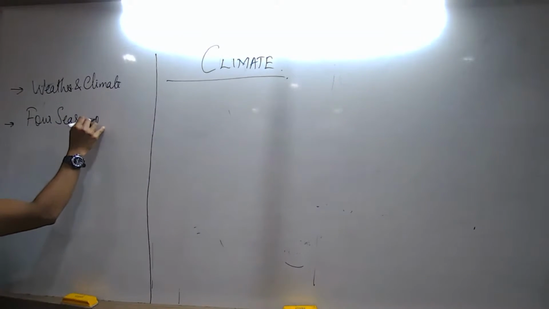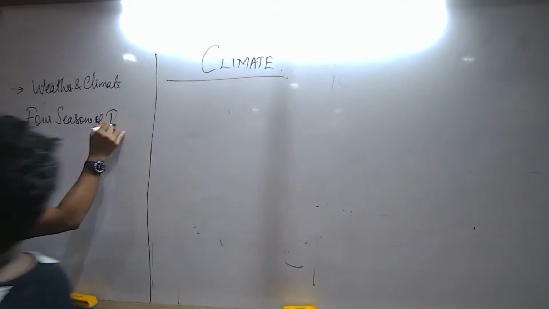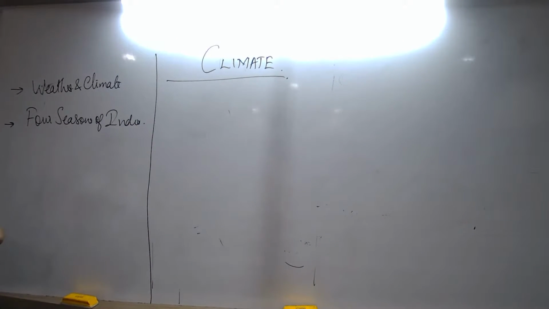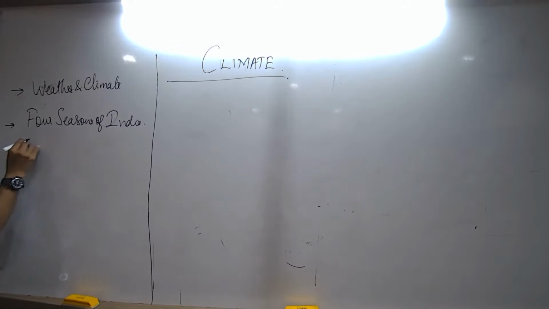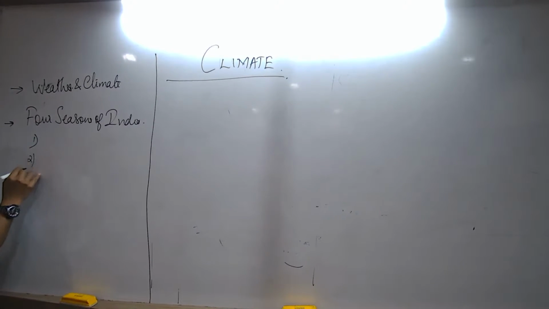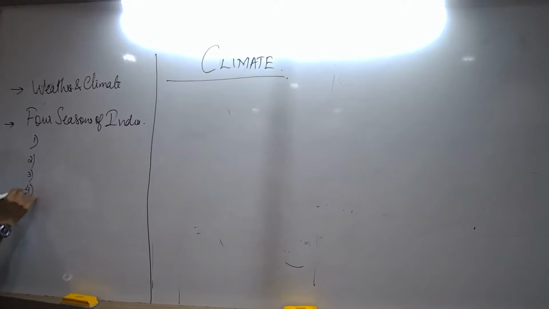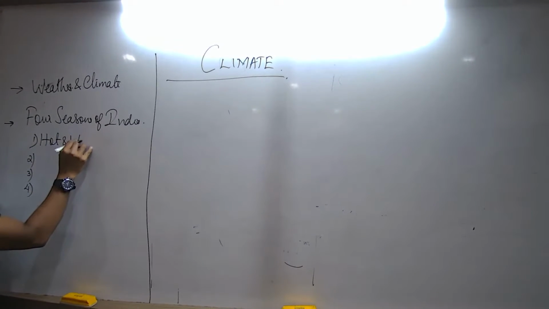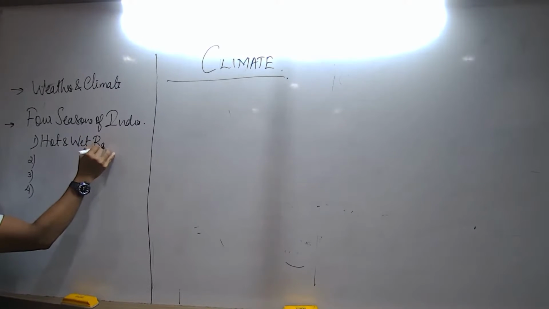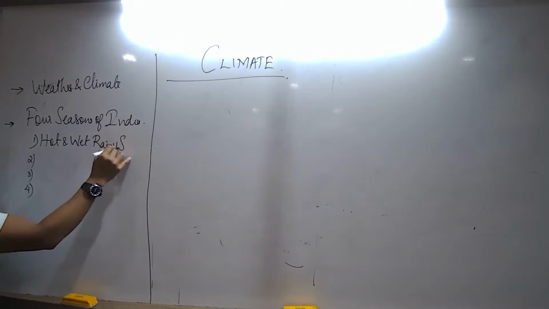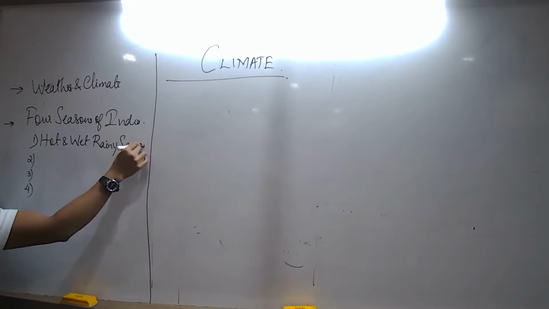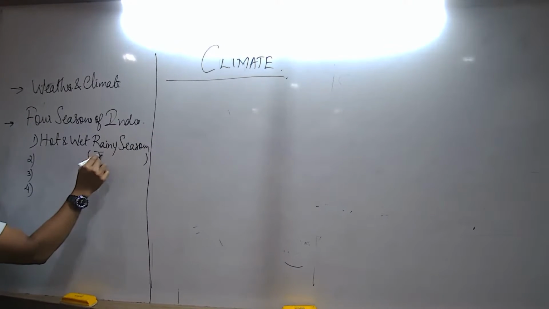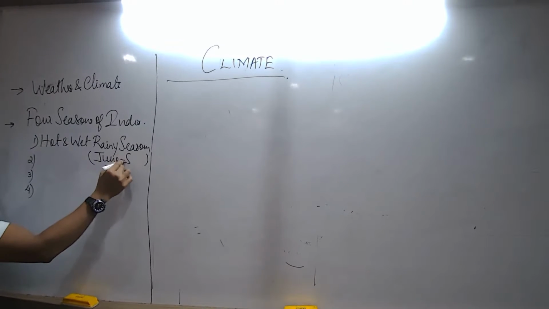Here you can write down the 4 seasons of India. The first season you write down is the hot and wet rainy season. Hot and wet. Just copy down and keep. Anyway, we'll discuss the hot and wet rainy season. Along with the months you write: it is from June to September.